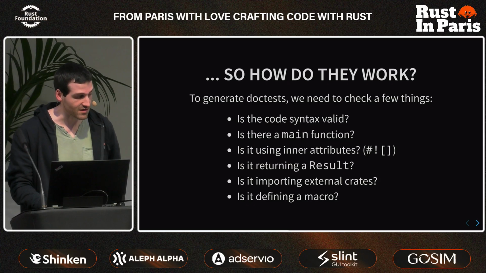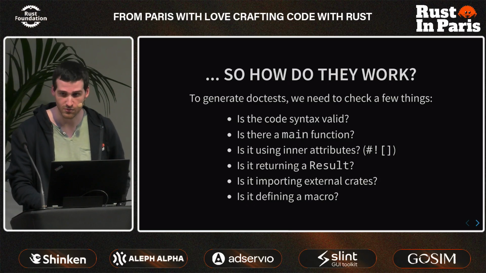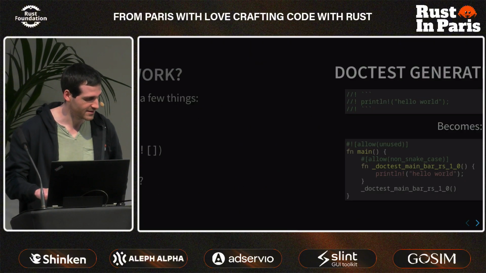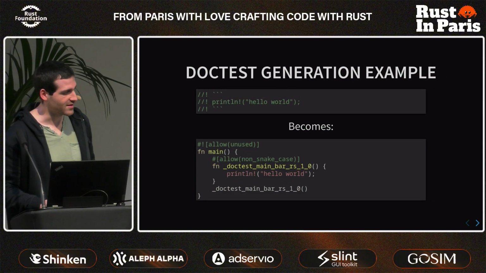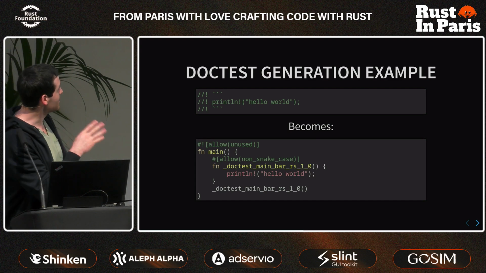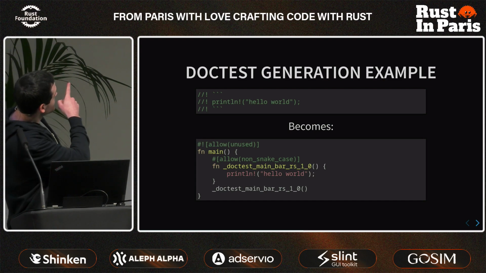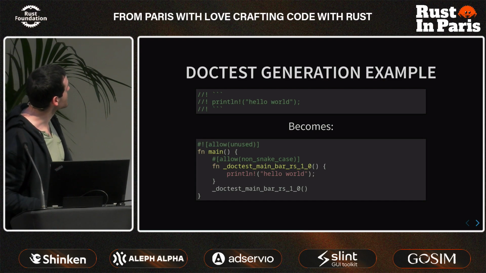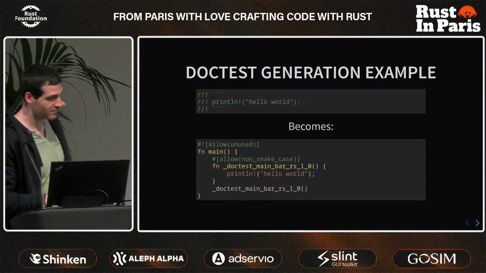And finally, is it defining a macro? Because if there is a macro, we need to have a lot more fun checking a few more things. A lot of fun. So let's take an example. So this very small code that you see, which is literally one line, becomes this. Not many things, just a main function wrapping everything.